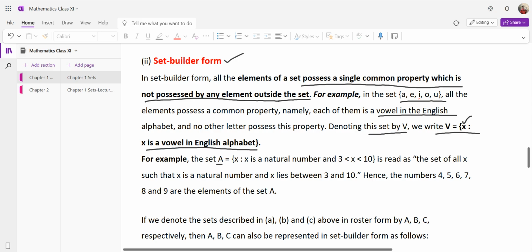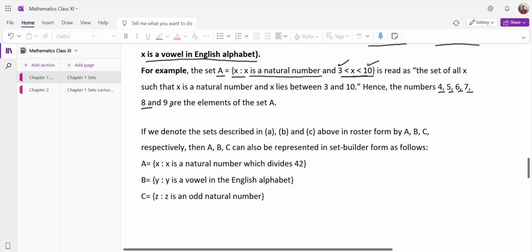Similarly, if A is the set of natural numbers that lie between 3 and 10, we can write it within the braces as {x : x is a natural number and x lies between 3 and 10}. So one can easily find that the elements in the set are 4, 5, 6, 7, 8 and 9.